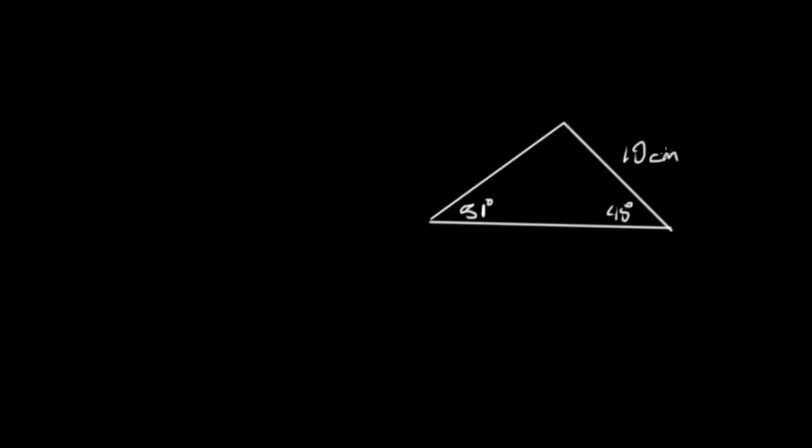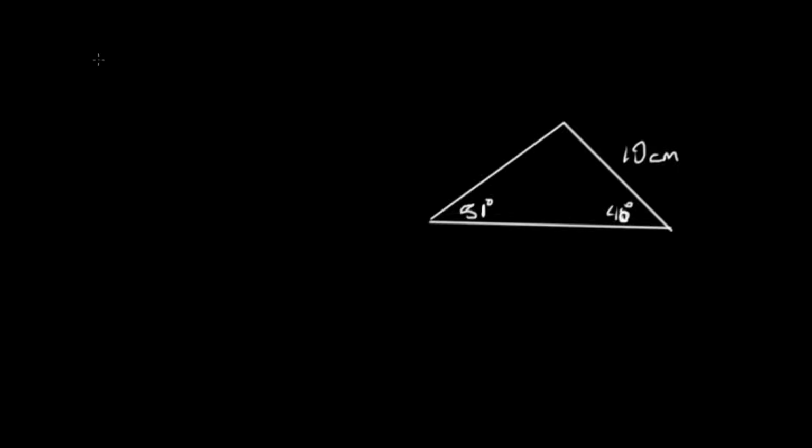Let's do a quick example. So, here's a triangle. And you're going to have an angle of 51 degrees. You're going to have an angle of 40 degrees. And you're going to have a side of 10 centimeters. So we want to solve this triangle. We want to find all of its sides. We can't use the Pythagorean theorem because none of these angles are 90 degrees. That is a 40. So how do I do this?